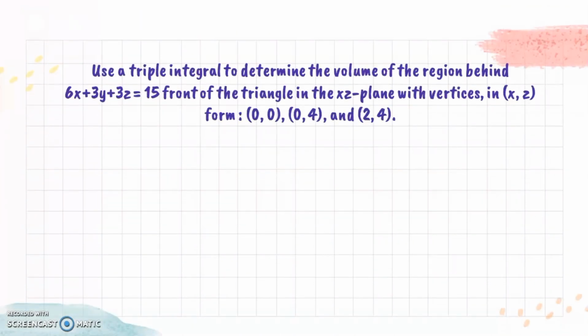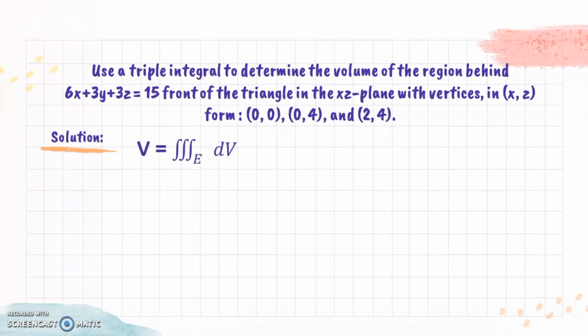Use a triple integral to determine the volume of the region behind 6x plus 3y plus 3z equals 15, in front of the triangle in the xz plane, with vertices in xz form (0, 0), (0, 4), and (2, 4). So before anything else, let's write down the notation first.